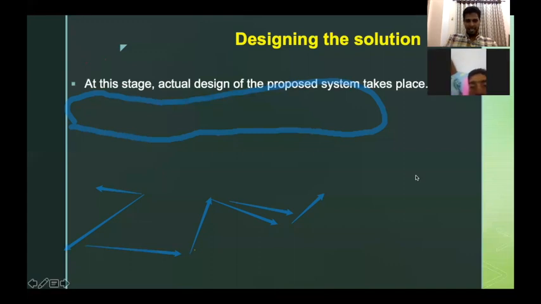At this phase, the actual design of the proposed system is taking place. Okay, அப்ப நாங்க information gather பண்ணிட்டோம். We have already gathered the requirements. Now we have all details with us. So now we have to design.